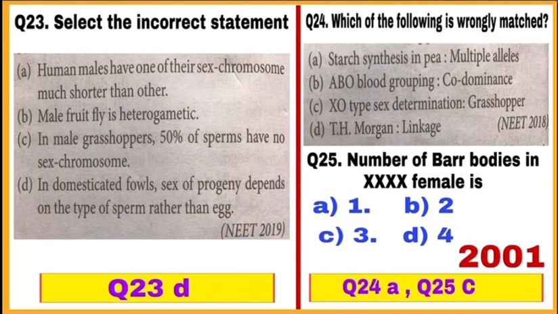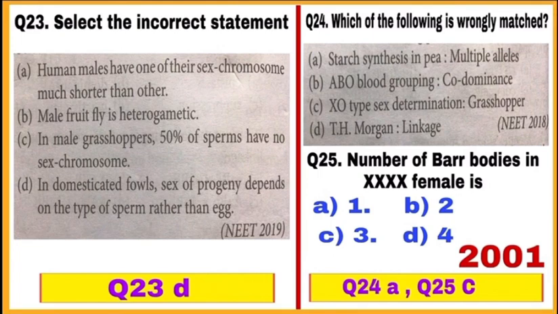Mark D. Question 24. Which of the following is wrongly matched? Wrongly matched option is A, that is starch synthesis in pea and multiple alleles. Starch synthesis in pea actually is an example of pleiotropy and not of multiple alleles. So answer is A. Mark A.